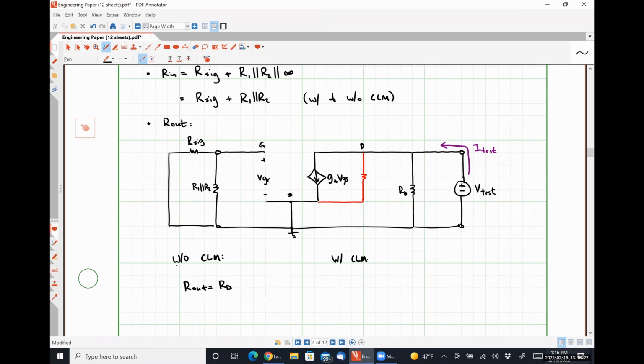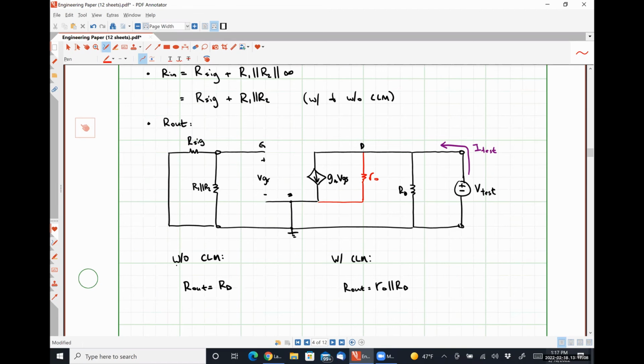With channel length modulation, R out is r0 in parallel with RD. Oops, I didn't label r0, so I apologize for that. Let me put it in there. That might make things a little bit more obvious. Right? So when this guy is behaving like an open circuit, this current I test just splits between these two parallel resistances. So all we see is these two parallel resistances.